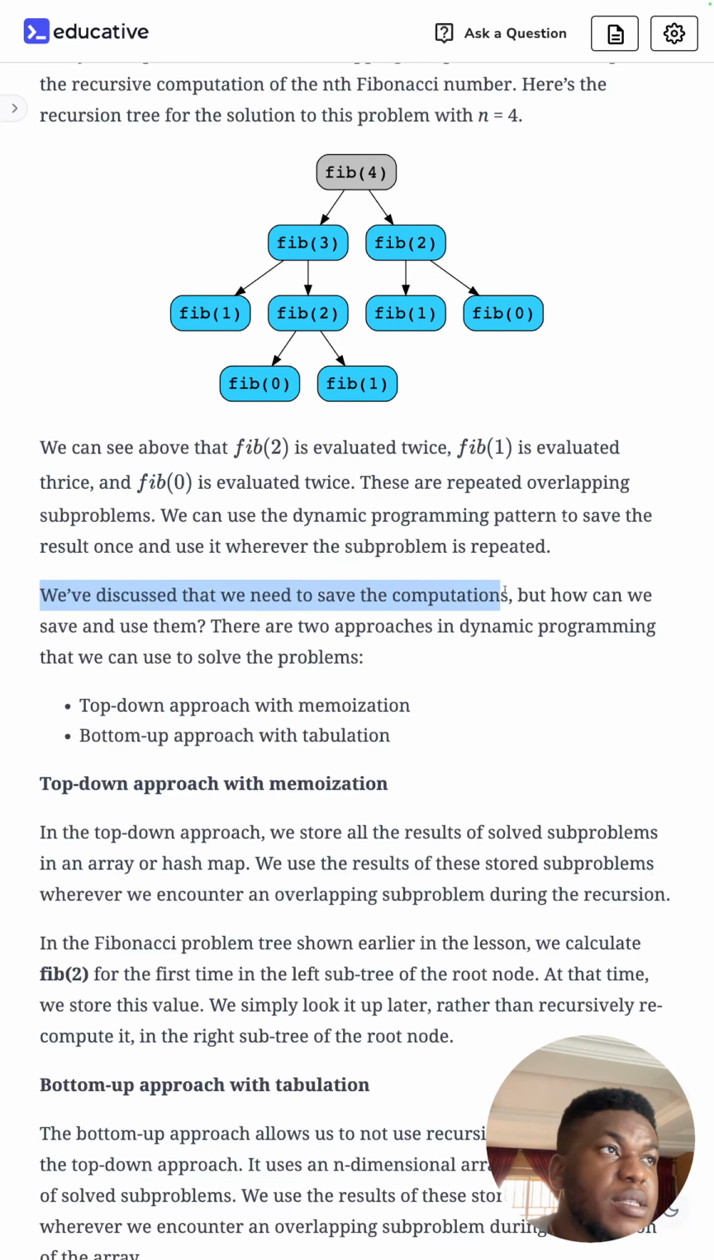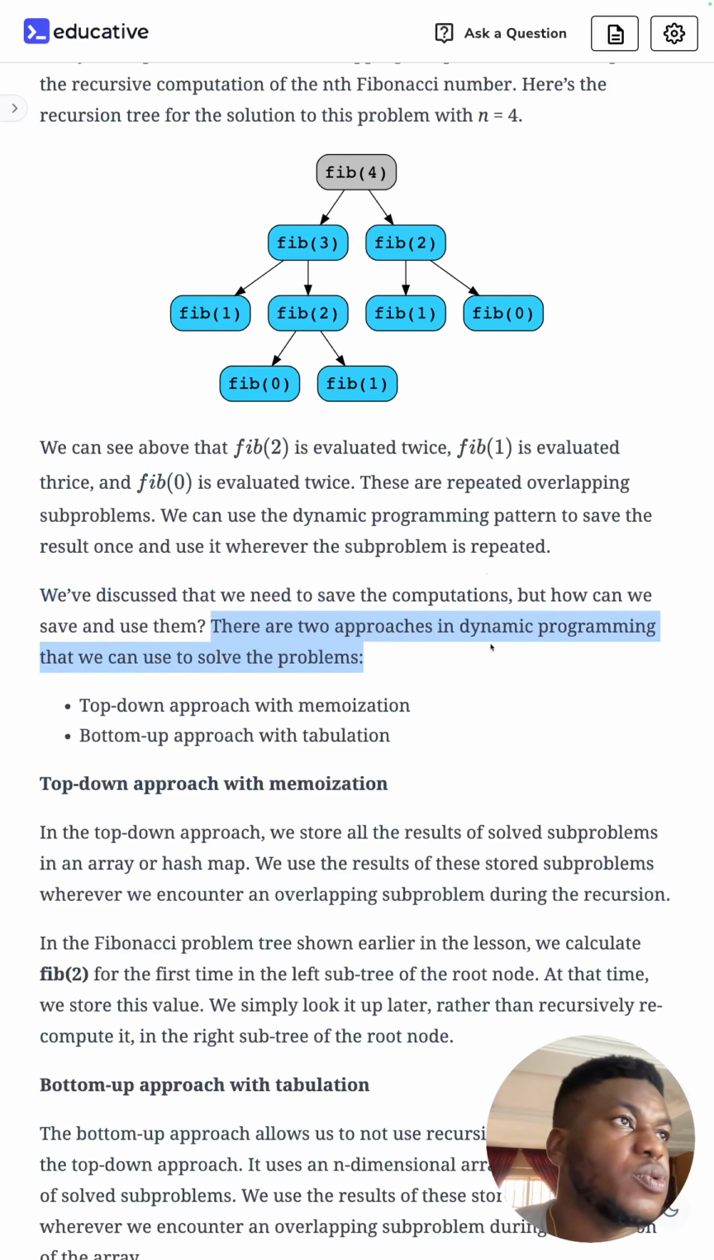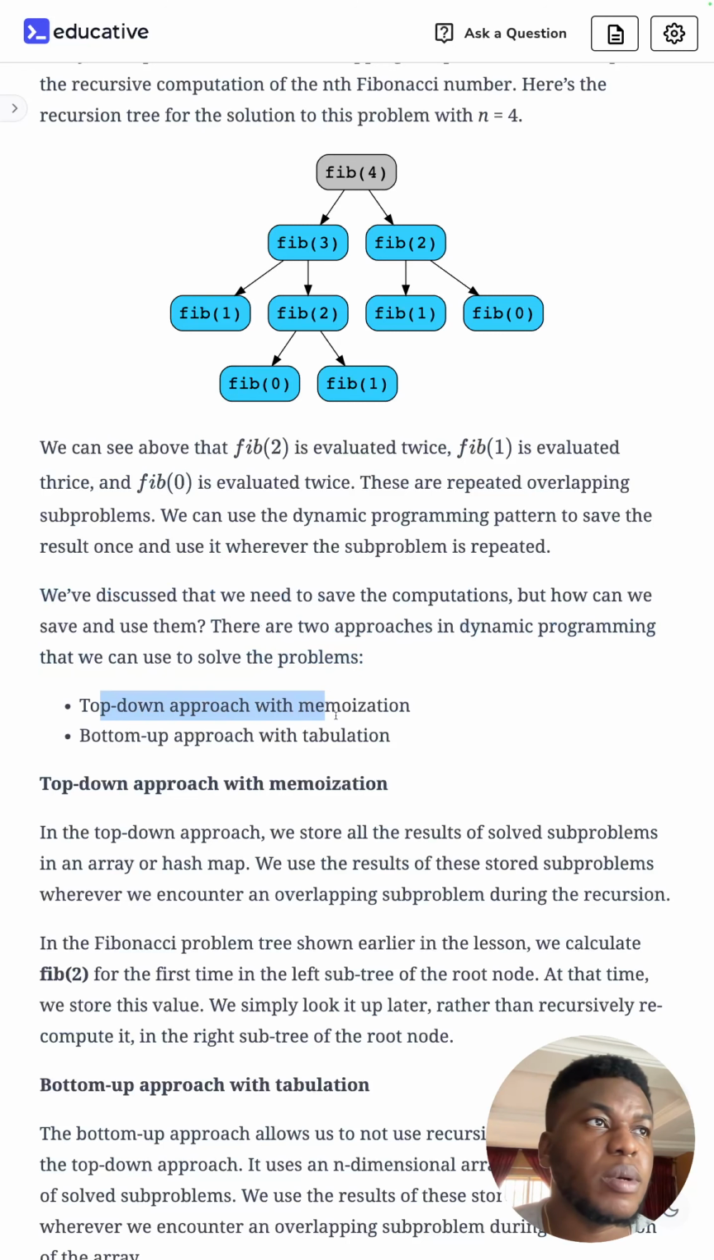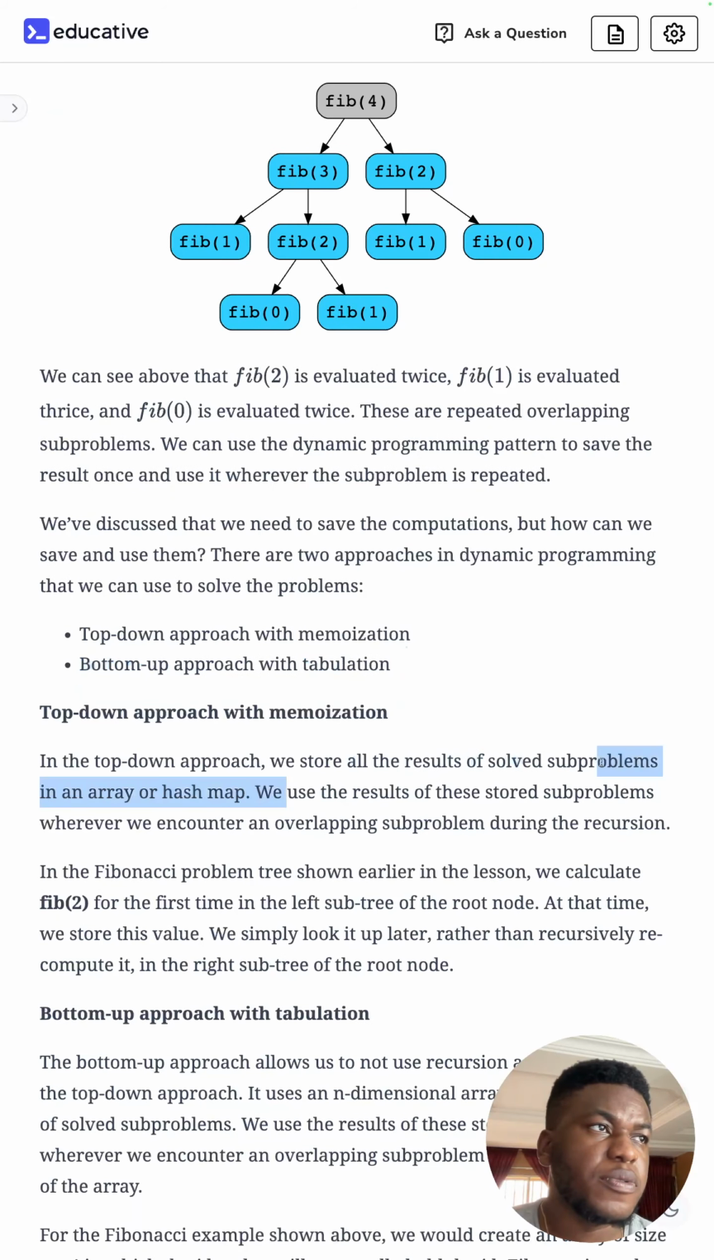So now in this pattern, we need to save computations, right? So we just pull the results of previous computation that we need now that we've seen before. But how do we save them? They say there are two approaches in dynamic programming: the top-down approach with memoization and the bottom-up approach with tabulation. So for the top-down approach, we store the results of solved subproblems in an array or hash map.